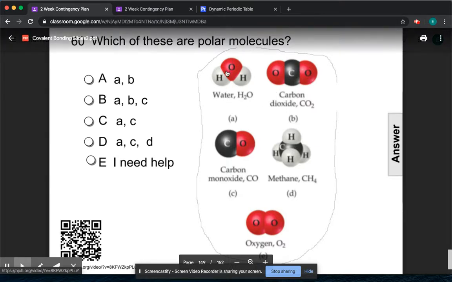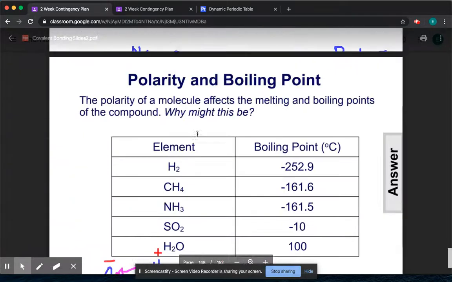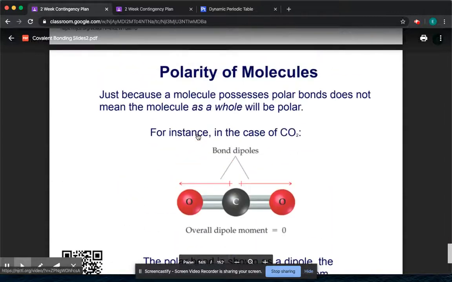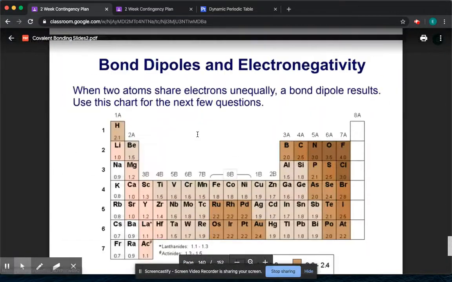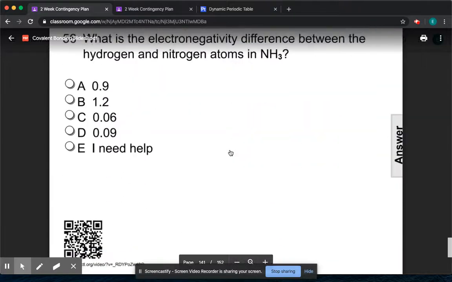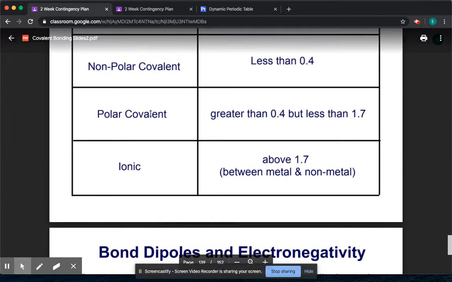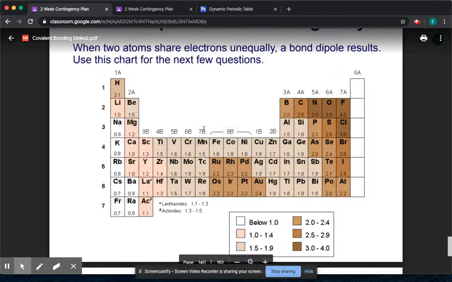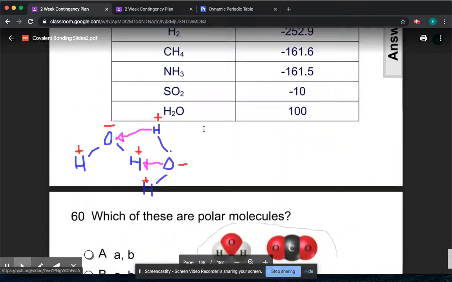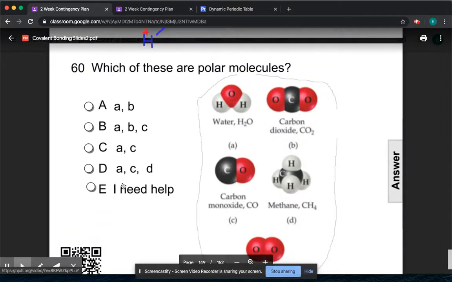The water is polar, and now let's look at the carbon and oxygen. You have two atoms. If you only have two atoms, it's automatically in a straight line. Now we just have to look at the difference. Carbon is 2.5, oxygen is 3.5. The difference between them is 1. And so, if the difference between them is 1, you have a polar covalent bond. So it is indeed polar. So the answer to this one would be A and C.